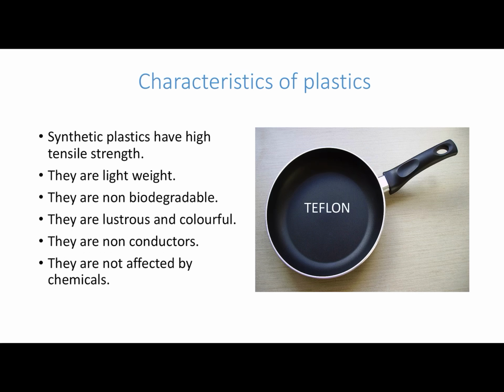Now let us discuss the characteristics or properties of plastics. As you know, metals like iron get rusted when left exposed to moisture and air, but plastics do not react with water and air. Plastic is very strong, durable, and can be molded into different shapes and sizes. Plastics are generally cheaper than metals. They are used in industries and for household articles.